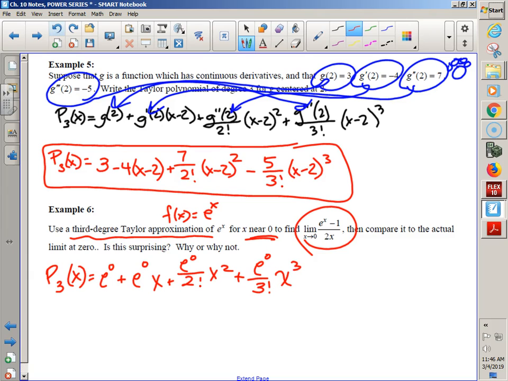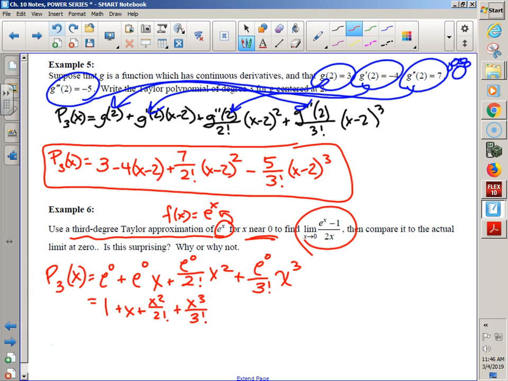So the Maclaurin of e to the x is just 1 plus x plus x squared over 2 factorial plus x cubed over 3 factorial, et cetera. I think this is another special one, like that sine of x one we saw on Friday. We actually haven't gotten to that yet. So before we get there, we have to make our third degree Taylor approximation of just e to the x.